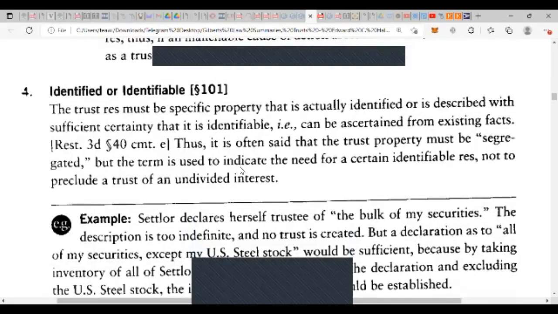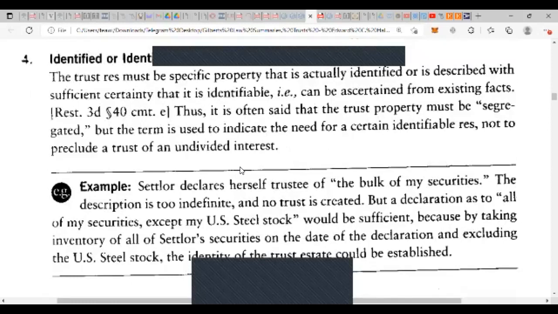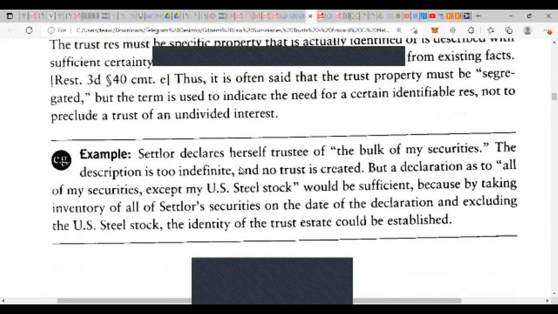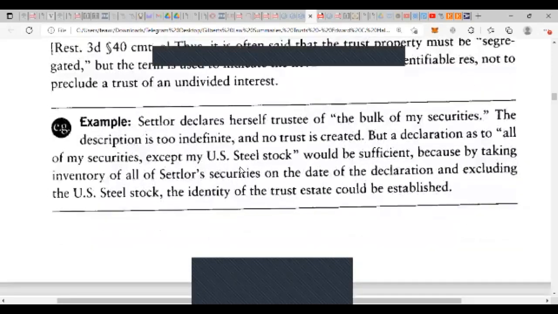Number 4, identified or identifiable, Section 101. The trust res must be specific property that is actually identified or is described with sufficient certainty that it is identifiable, i.e., can be ascertained from existing facts. Restatement 3d, Section 40, comment. Thus, it is often said that the trust property must be segregated, but the term is used to indicate the need for a certain identifiable res, not to preclude a trust of an undivided interest.